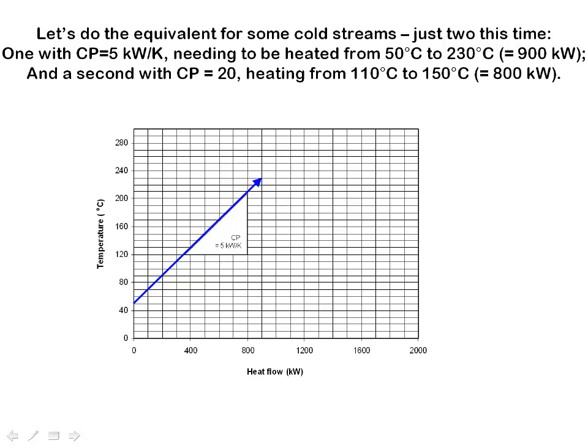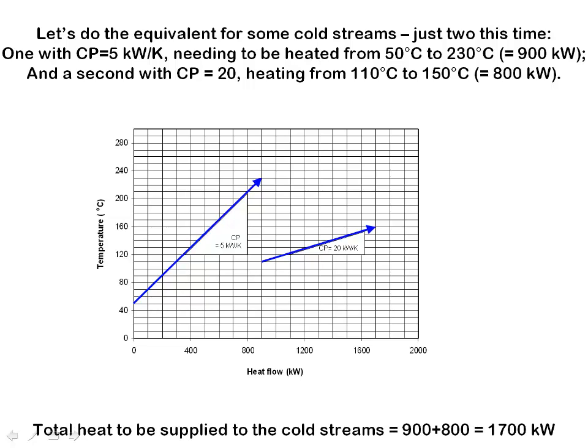We then have a second stream. This has a much larger flowing heat capacity, 20. It needs to be heated from 110 to 150 degrees C, so 800 kilowatts of heat. So a much larger flowing heat capacity, therefore a much smaller slope, much less of a temperature change for a similar amount of heat.